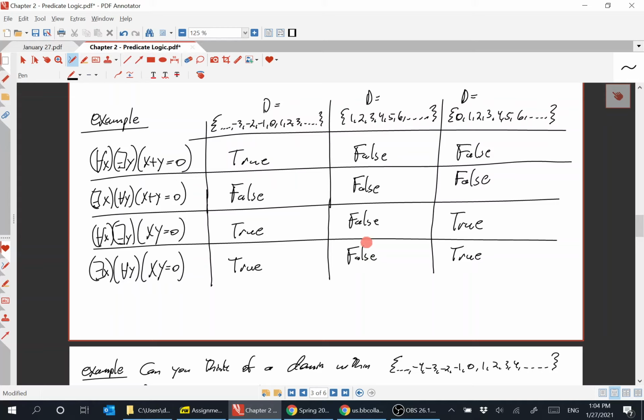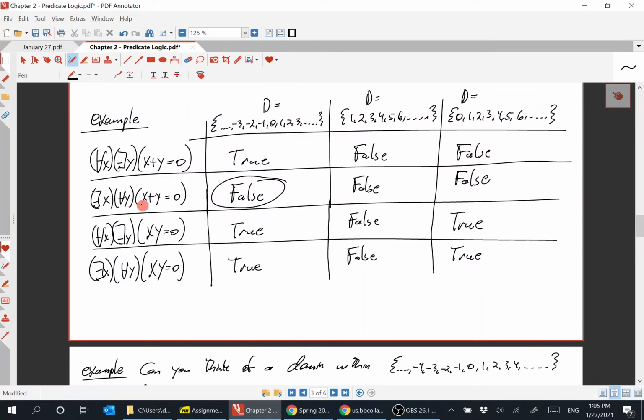Over here, both of those statements are false because 0 isn't in there. 0 is the only element that satisfies x times y equal to 0. One of those x and y's has to be 0. And then here it's true again because both are true because the 0 is in the domain.